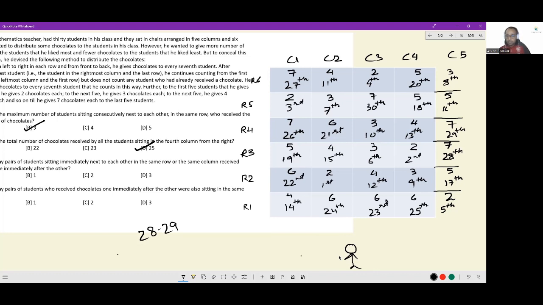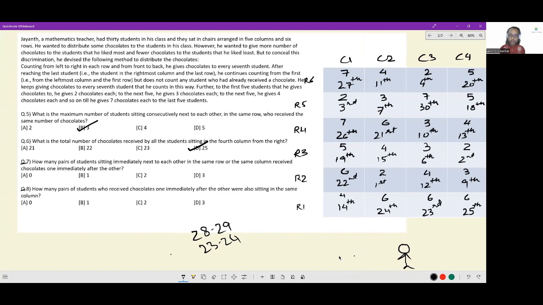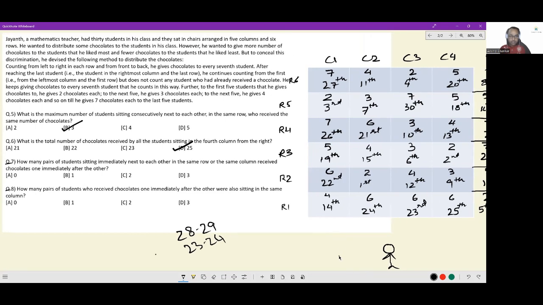Now let's do row checking. We have 23, 24 in the same row. And anything else? No, I can't see any other pair. 28, 29 in the same column, received chocolates immediately after one another. And 23, 24, same row, sitting next to each other and received chocolates immediately after one another.